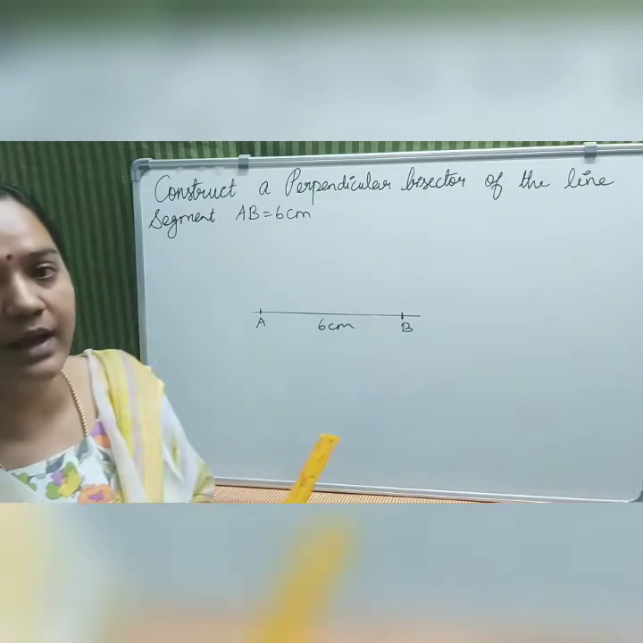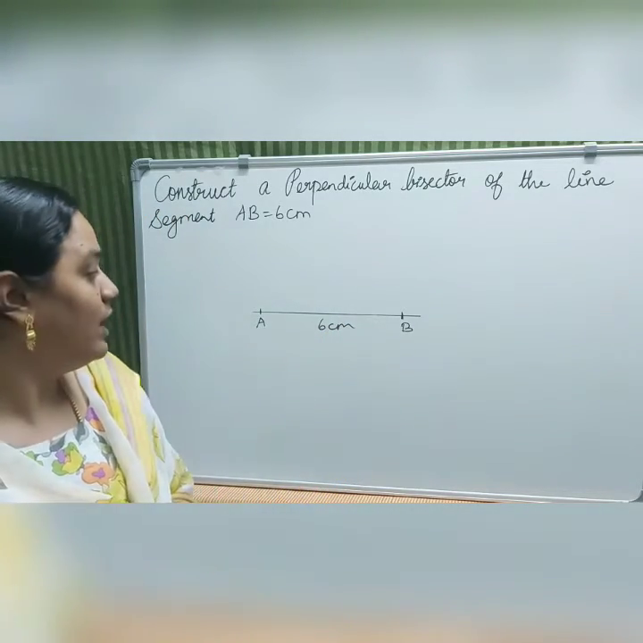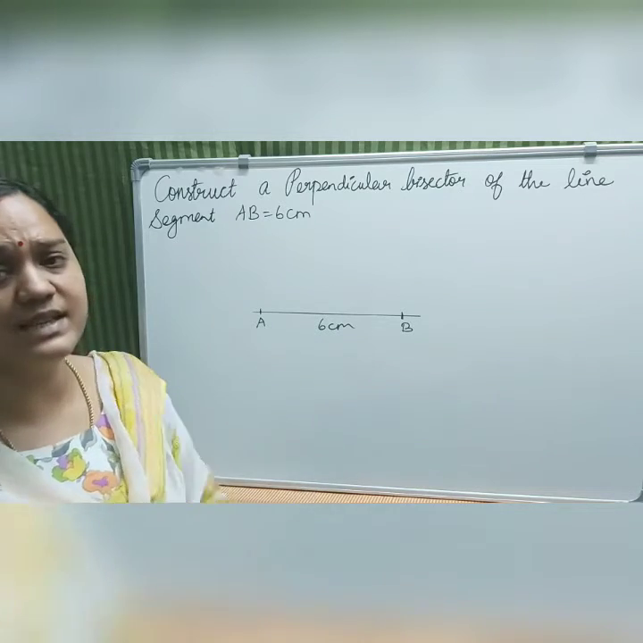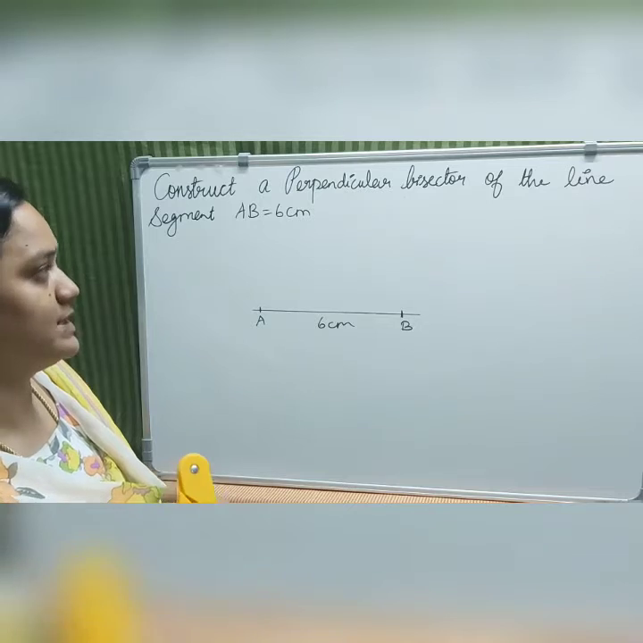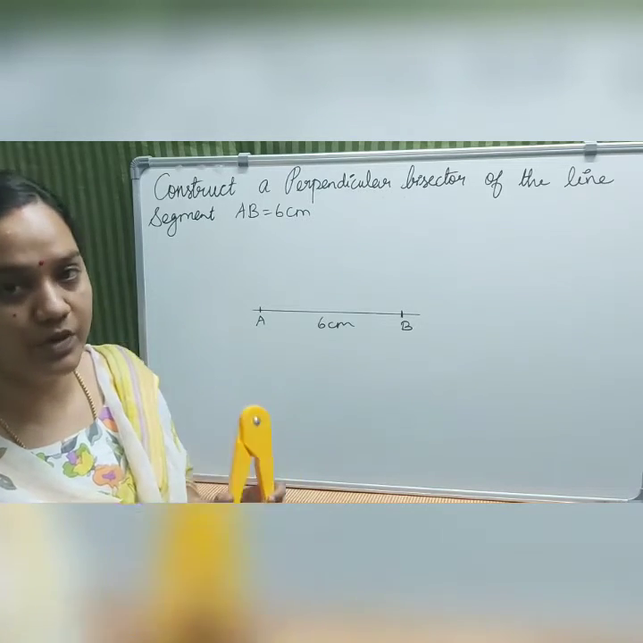Now we have drawn a line segment of length 6 cm. Okay, so now we have to draw the perpendicular bisector. Let me tell you the procedure.